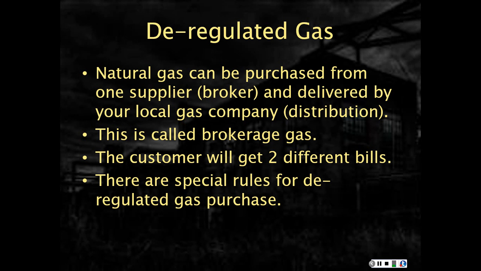But just like electricity, gas has been deregulated. So natural gas can be purchased from one supplier, called a broker, and then delivered by my local gas company, which is the distribution. This is very typically called brokerage gas. And if this is the case, the customer will end up getting two different bills. Now, there are special rules for deregulated gas purchase.